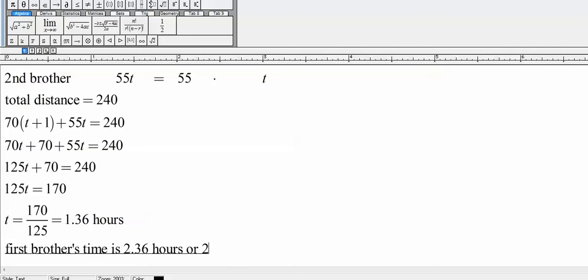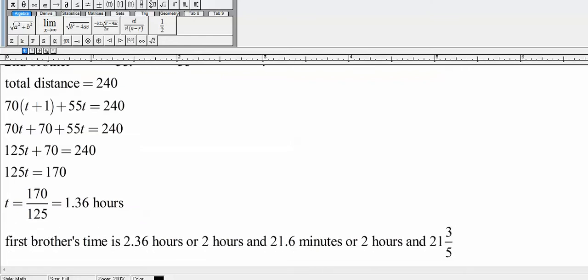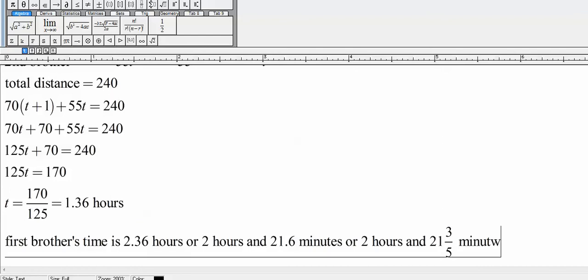So we'd write that as 2 hours and 21.6 minutes, or 2 hours and 21 3/5 minutes. So the cell phones would be out of range after 2 hours and 21 3/5 minutes.